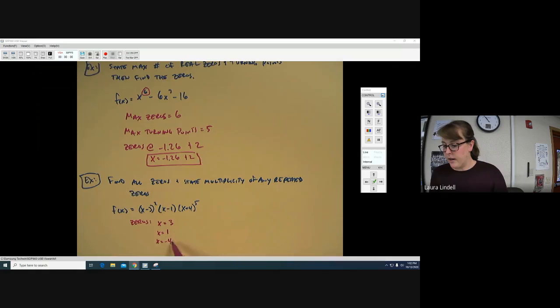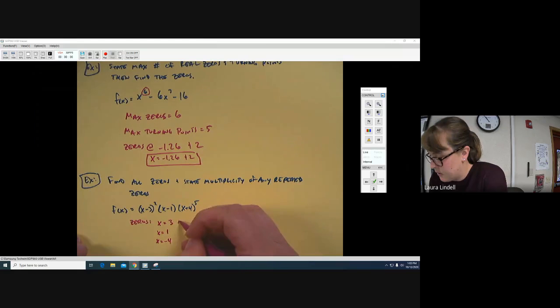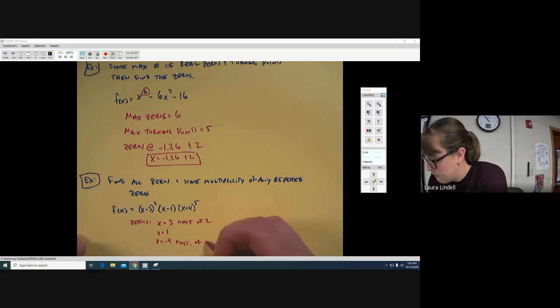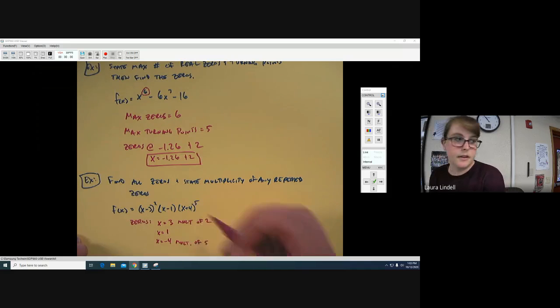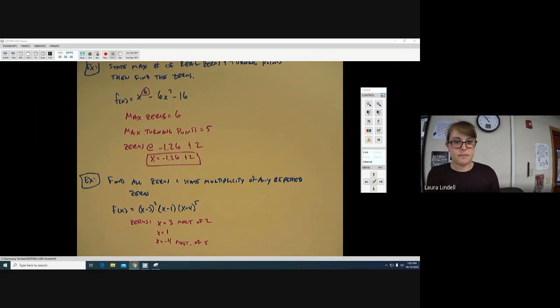But then 3 and -4 would both have a multiplicity on them. So x equals 3 would have a multiplicity of 2, and -4 would have a multiplicity of 5, since that's the exponent on that one. Okay, so we might have a case like that.